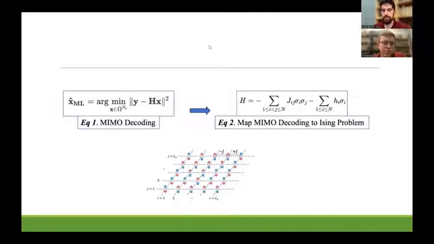Here we see the mapping from the MIMO decoding problem to an Ising machine problem. And the way this is done is by mapping the MIMO decoding problem to the canonical Ising model problem, in which magnetically coupled spins are solved for. And then this is a way to represent this combinatorial NP-hard problem in the Ising model.